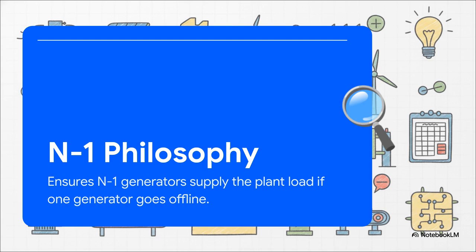That brings us to the famous N-1 philosophy. This is an absolutely crucial safety margin in the oil industry. It simply ensures that if you have N number of generators and one suddenly fails or has to be taken offline for maintenance, the remaining N-1 generators can still step up and supply the total plant load. No cascading blackouts, no shutting down production. It keeps the whole show running.